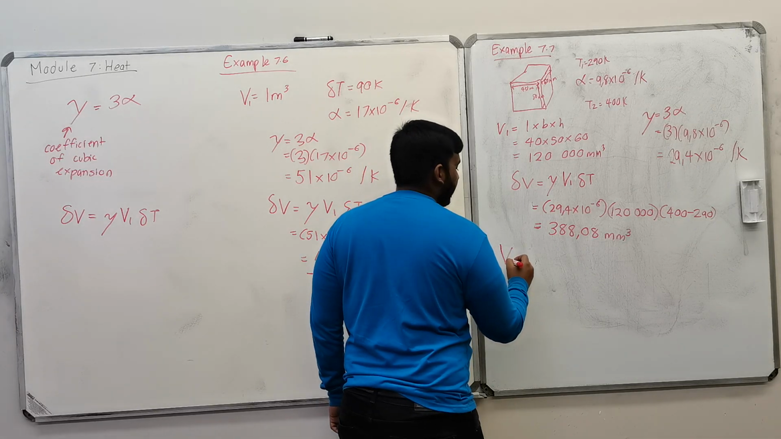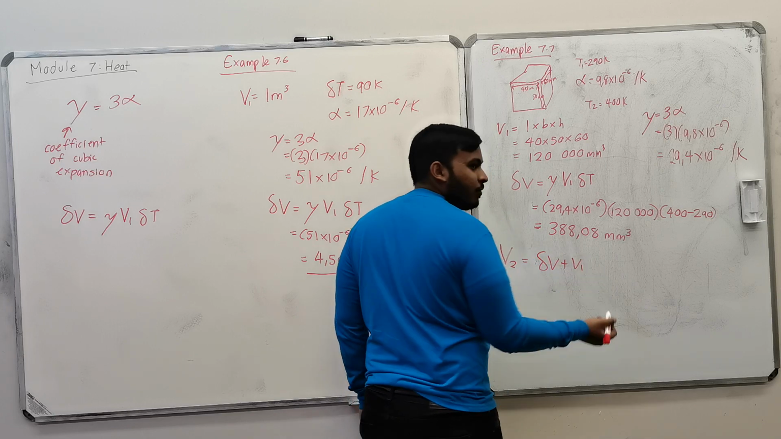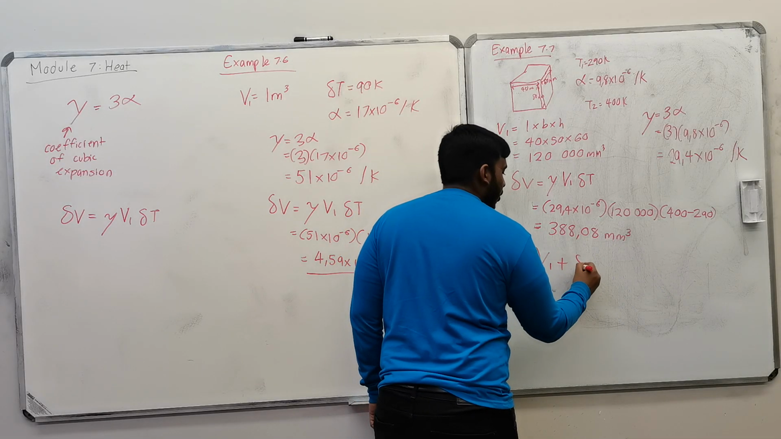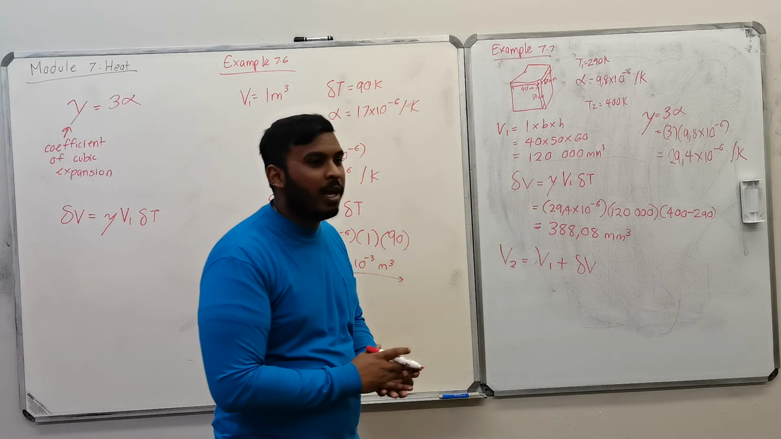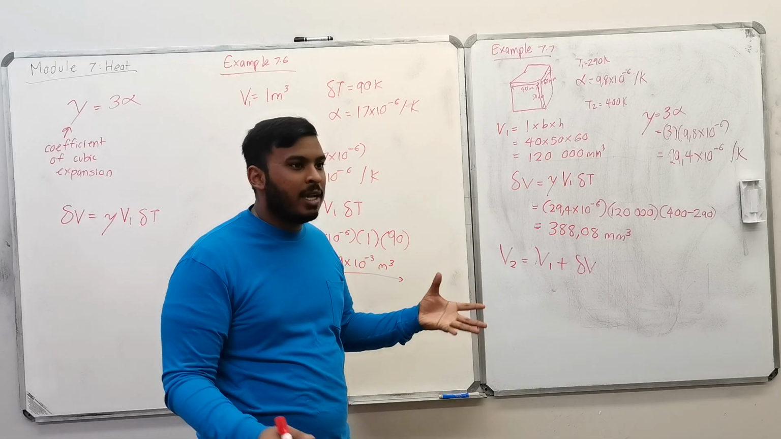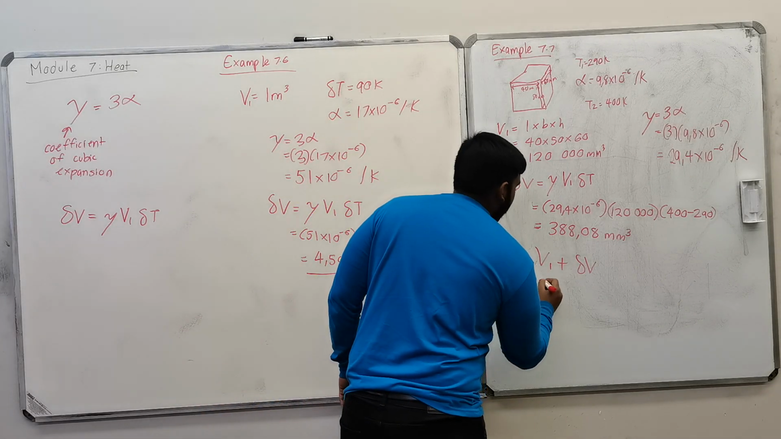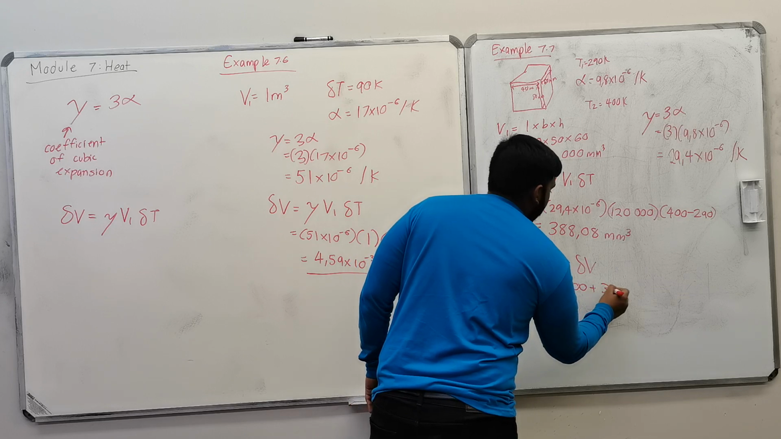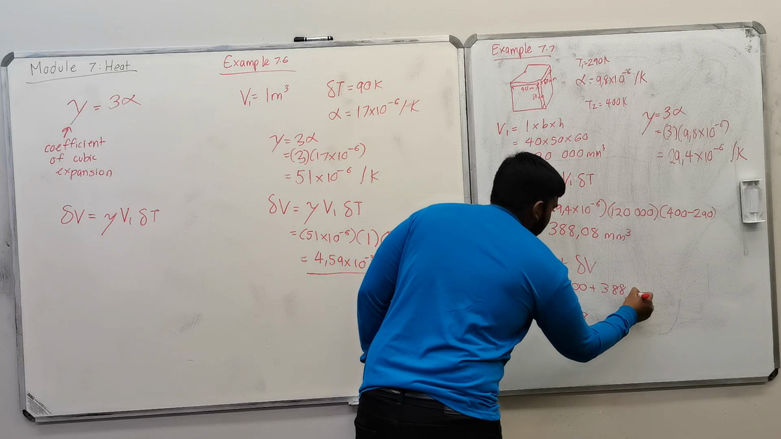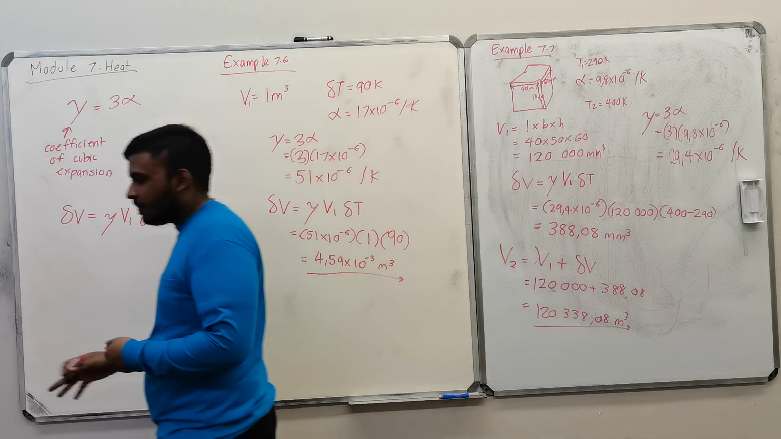But now your volume 2 is equal to your change in volume plus your initial volume, because this expanded. Okay, let me see. Your initial volume plus your change in volume. If your temperature went from 400 to 290, you would subtract. Because your temperature went from a lower to a higher, heat was added, the object would have expanded. Okay? So this here is 120,000 plus 388, which is 120,388.08 meter cubed. Everybody understand?